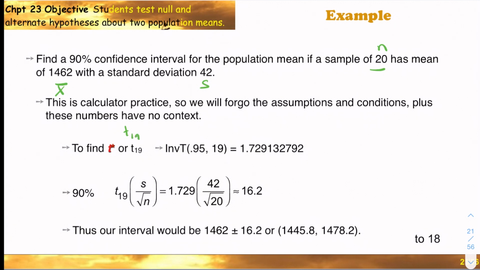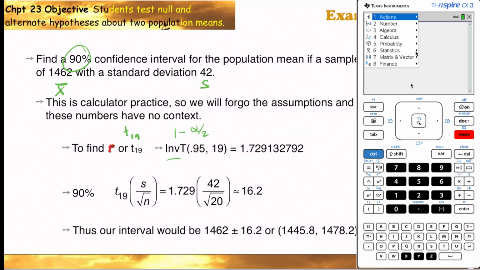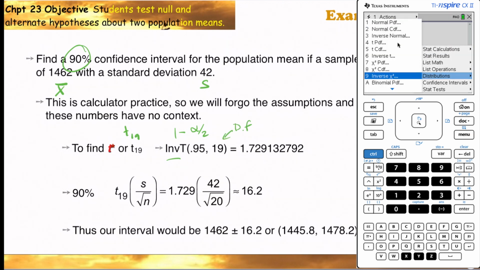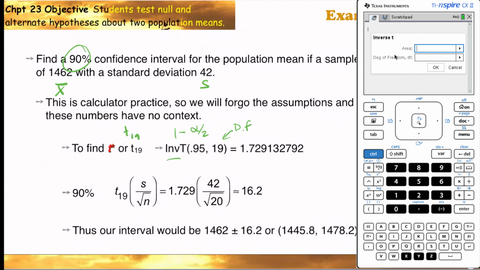We're going to go to the calculator. We're going to use inverse t. We want a 90% confidence interval, so we use 1 minus alpha over 2, which gives us 0.95. That's our standard normal way of calculating inverse normal scores, one-tailed, comma, the degrees of freedom. If you do that on the calculator, which you can see, we get 1.729 and so on.